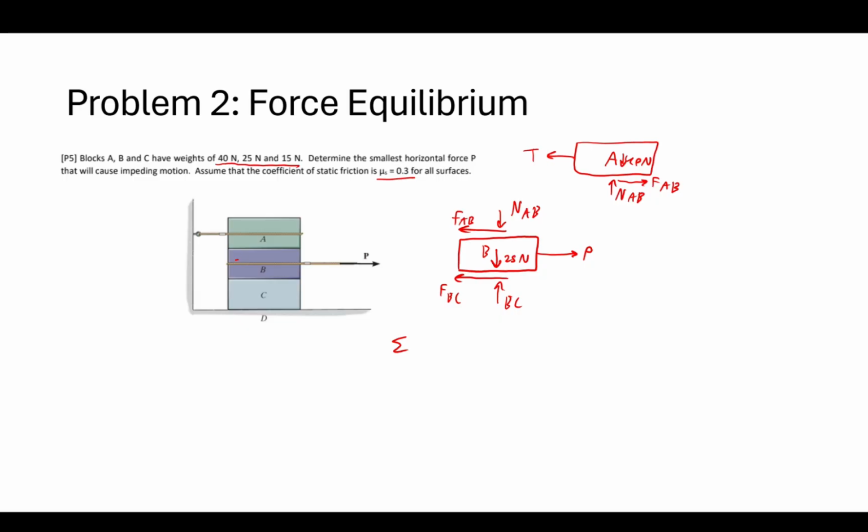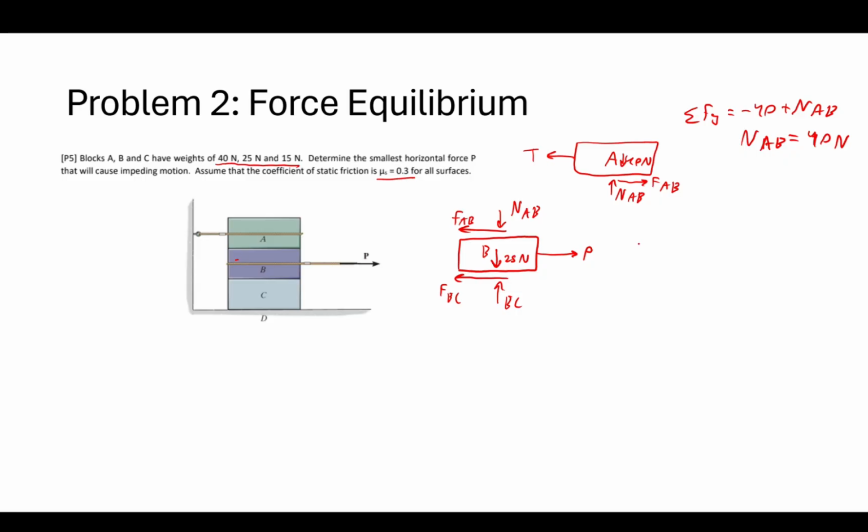Let's start solving. And we're going to start with block A actually. So the sum of forces in the y direction here are going to be 40 newtons going down from the weight plus the normal force NAB. So now we can find NAB, which is going to simply just be the weight, which is 40 newtons. And we're going to need this later.